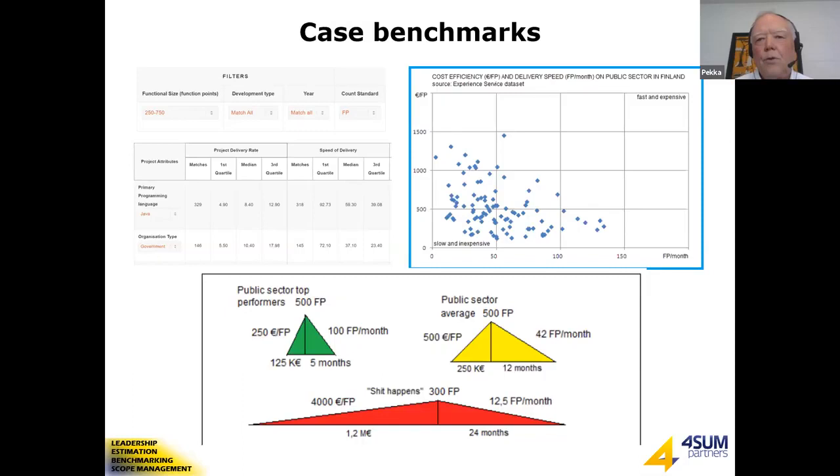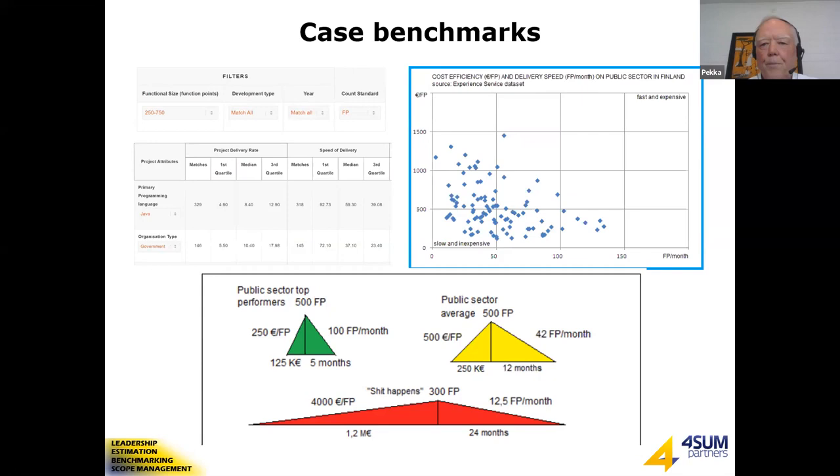And then we took two other benchmarks. On the top right, there is a data sample from the experience service dataset where all the public sector projects that have been collected are. On the left side, there is the euros per function point, meaning the cost efficiency, and on the x-axis is the function points per month, meaning delivery speed. And we can see that there are no fast and expensive projects collected from the public sector in Finland, which would be in the top right corner. But in the bottom left corner, there are slow and inexpensive ones. There are actually quite many projects in that corner, but also in some other parts of the map.